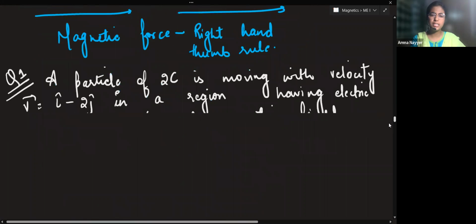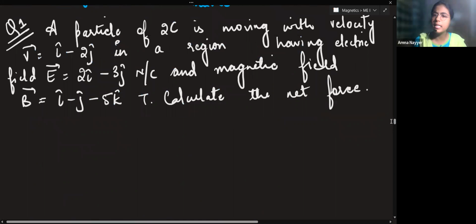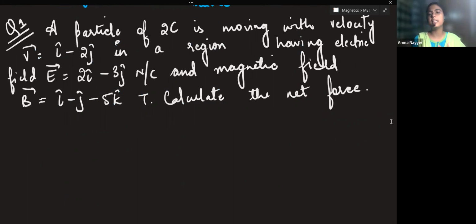Let's do one question. Let's practice a question that will be better. This question says: a charged particle is 2 coulomb. Velocity is given, electric field is given, magnetic field is given. You have to find out the net force. The net force will obviously be because of both the fields.